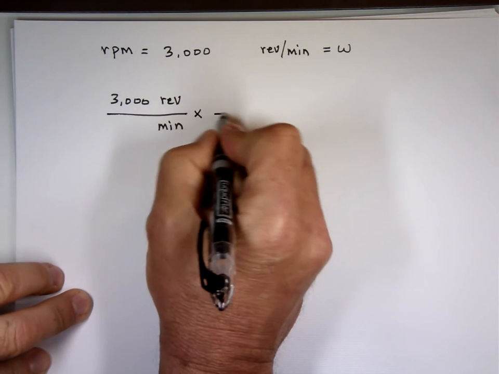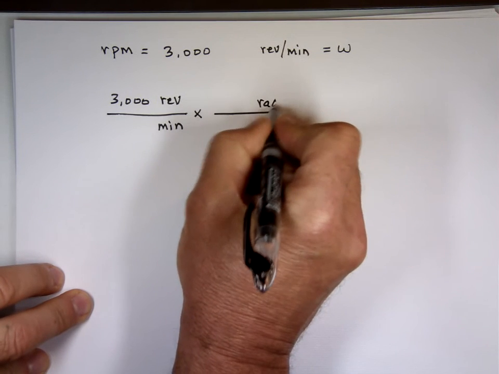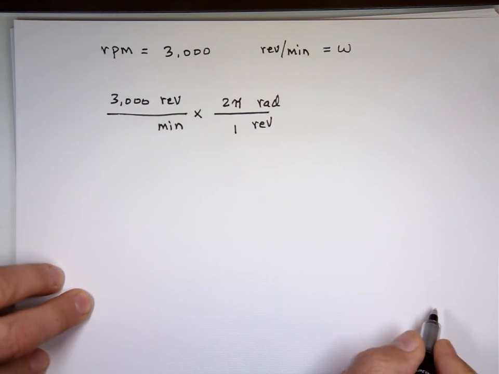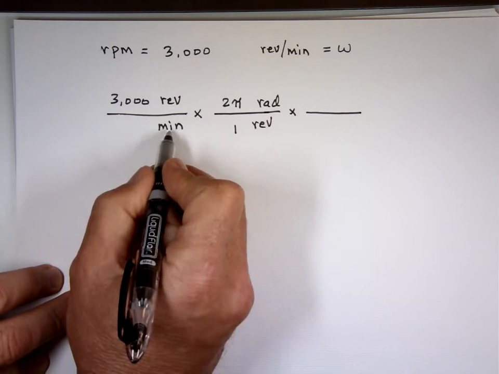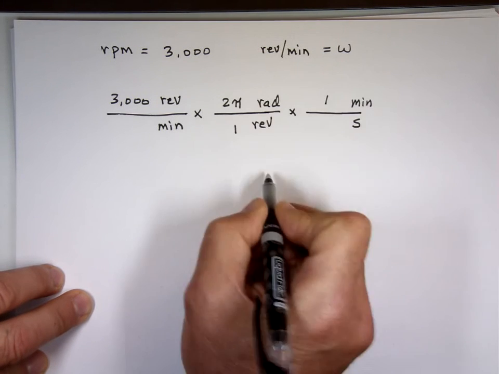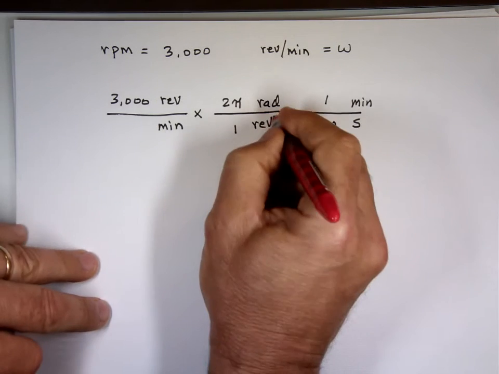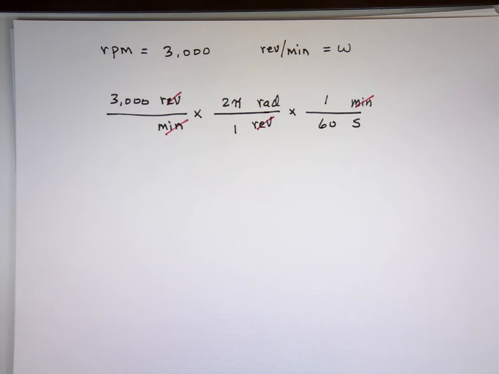Now let's take revolution here and change it to radian. One revolution has how many radians? 2 pi. Now minutes on the bottom, I need minutes on the top and seconds on the bottom. 1 minute has how many seconds? 60. And notice now this rev cancels that revolution. This minute cancels that minute. And my units are rad per second. So 3,000 times 2 pi.